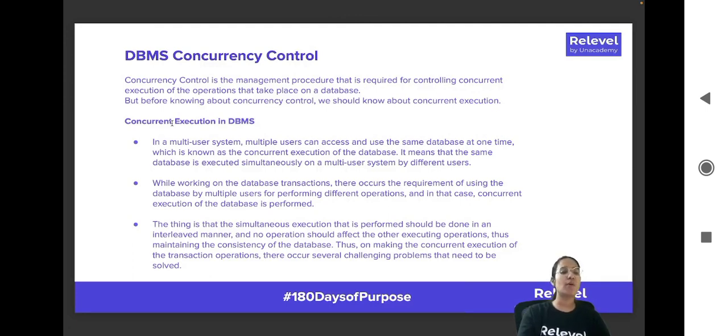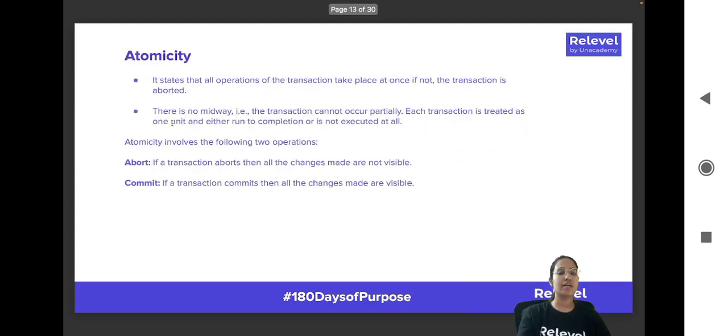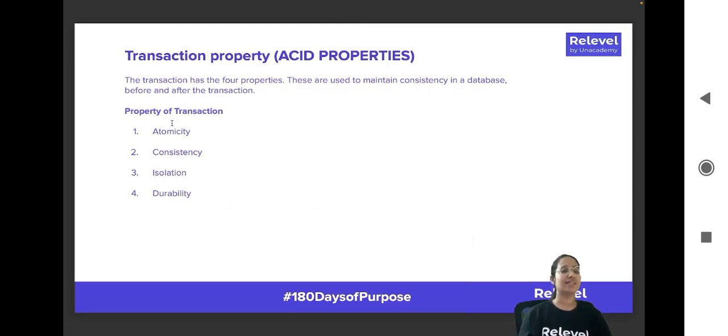Next, we are going to talk about DBMS concurrency control in the next video. But just to quickly reiterate what we discussed in this video: every transaction should follow 4 properties, the ACID properties. Try to remember it this way: A is for atomicity, C is for consistency, I is for isolation, and D is for durability. Atomic transaction means that either the transaction will fully execute or it will not execute at all. There is no concept of midway transactions.